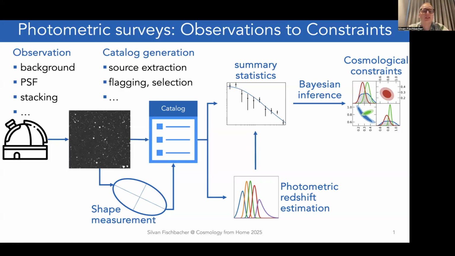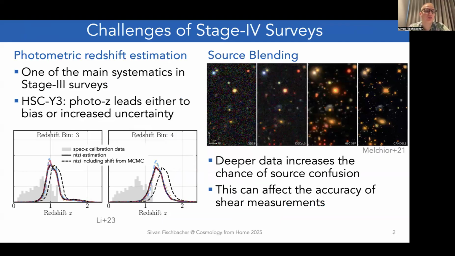In all of these steps, there are a lot of challenges. I would like to highlight two of them. One is the photometric redshift estimation. And this is already for stage 3 surveys one of the main systematics. If you look at the results from the HSC year 3 cosmic shear sample, here we see the third and the fourth redshift bin. We see two things. First of all, we see that the spectroscopic redshift that can be used for calibrating goes only up to redshift of about 1, which means that the very high redshift bins are not very well captured by this calibration data.